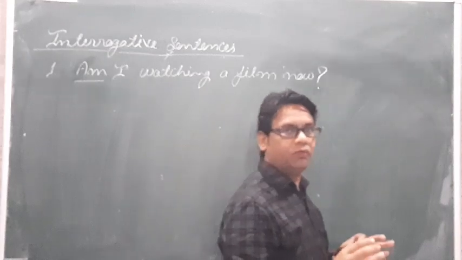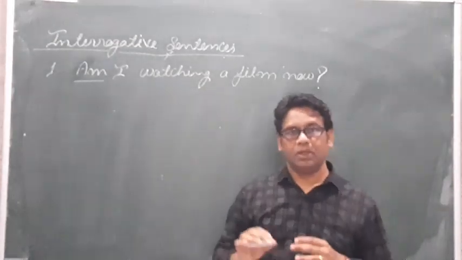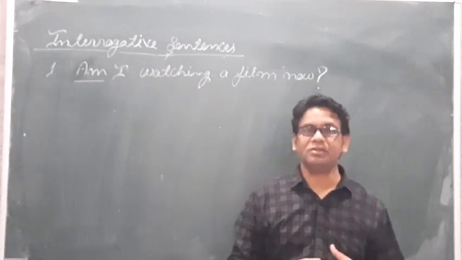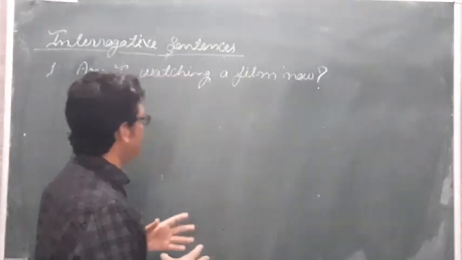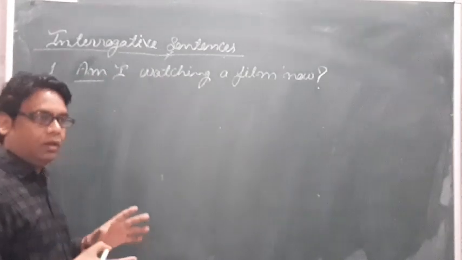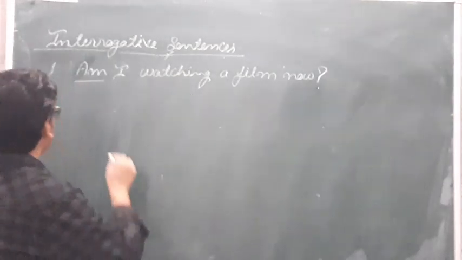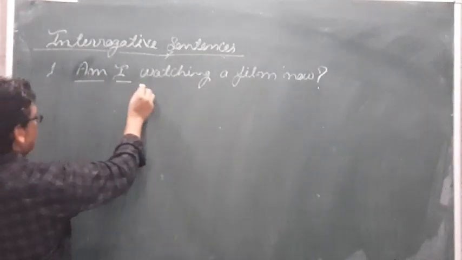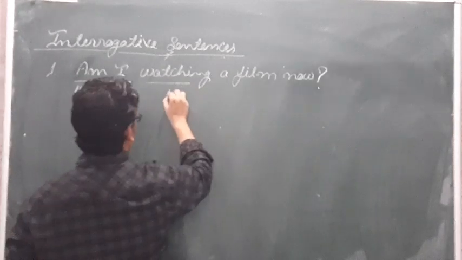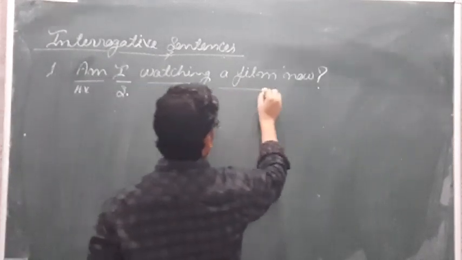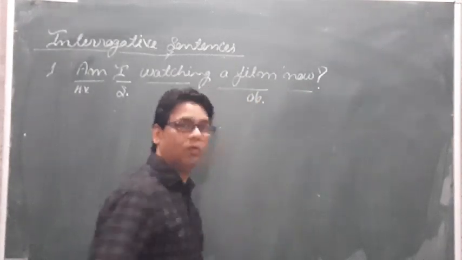Those sentences which start with any helping verb are called interrogative sentences, and we will treat them like we already solved the rest of the sentences. Here: helping verb, subject, main verb, object, and this is a time indicating word.